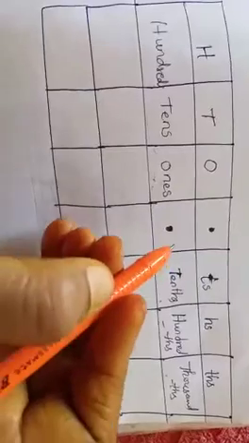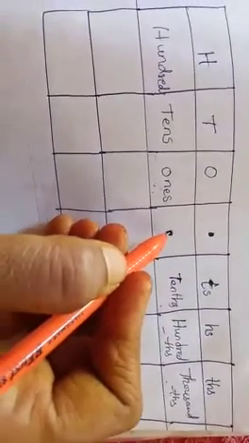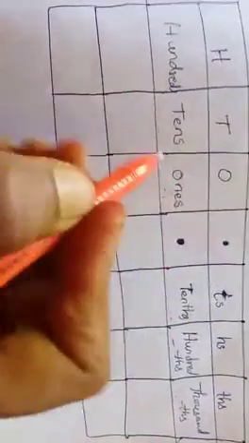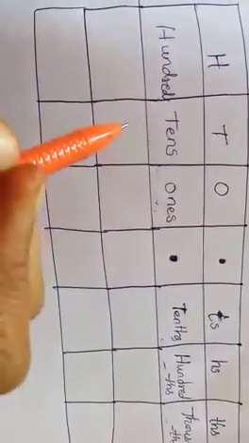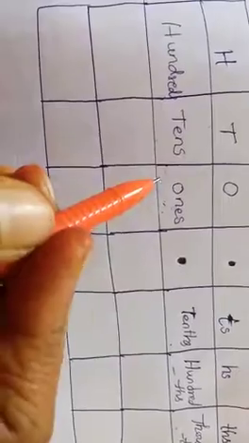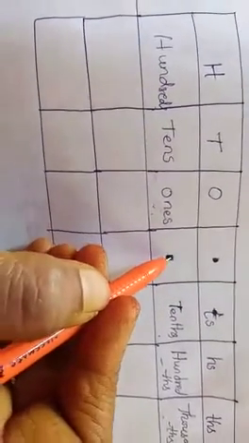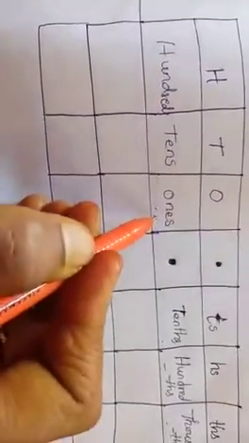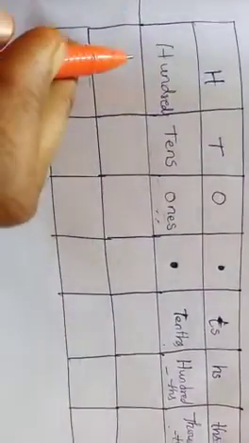This is the place value chart of a decimal number, or decimals. First we have to place the decimal point. To the left of this, whenever we are writing a number, we start from ones, right? But here first you have to place the decimal point. To the left side of the decimal point: ones, tens, hundreds.